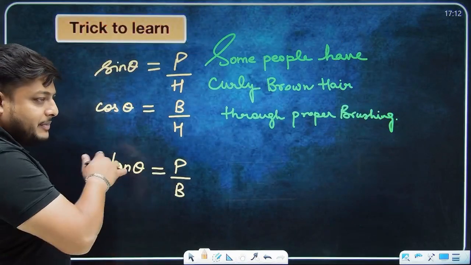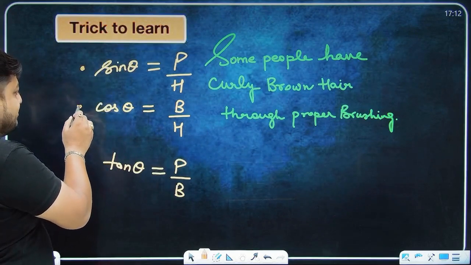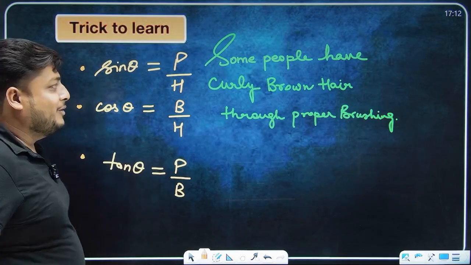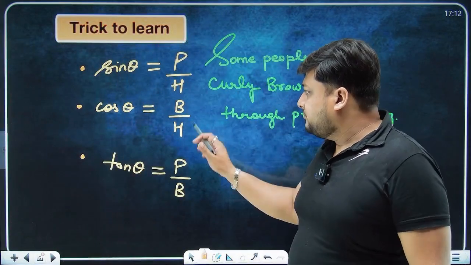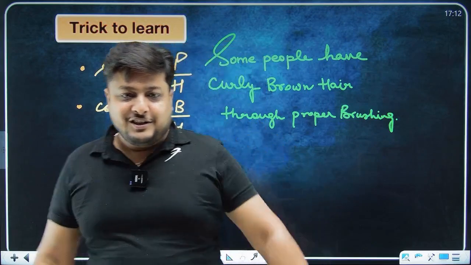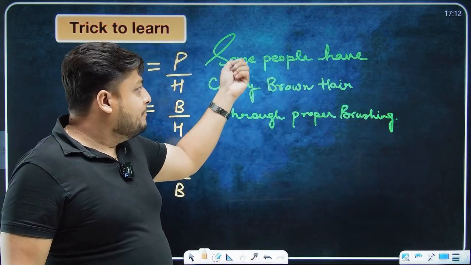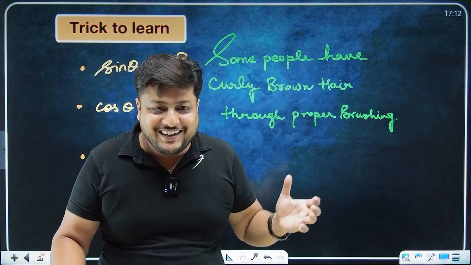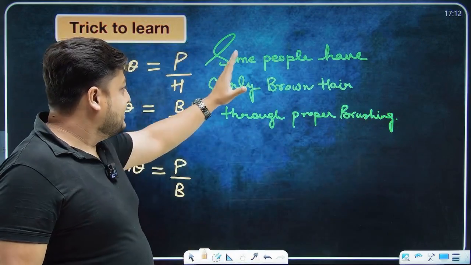In the previous slide we have seen that sin theta is P upon H, cos theta is B upon H, and tan theta is P upon B. So what is the trick to learn this? Some people have curly brown hairs through proper brushing. You have to learn this: some people have curly brown hairs through proper brushing. So what is the connection between this and this?